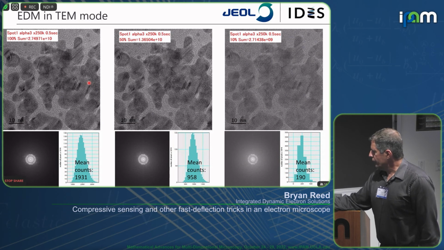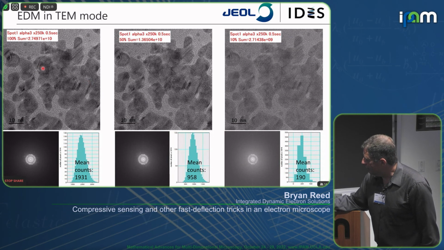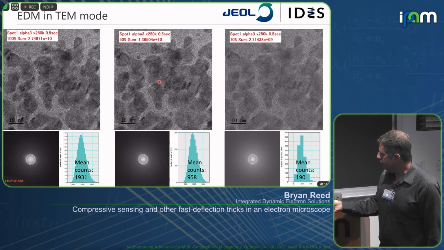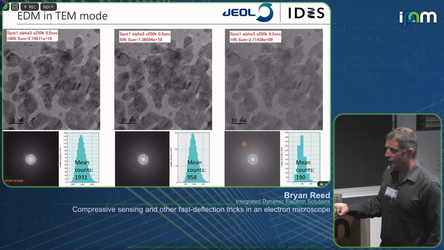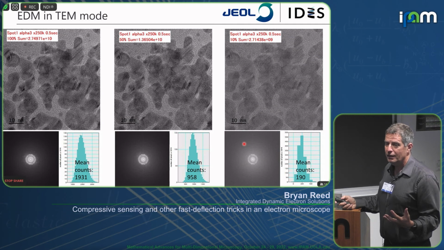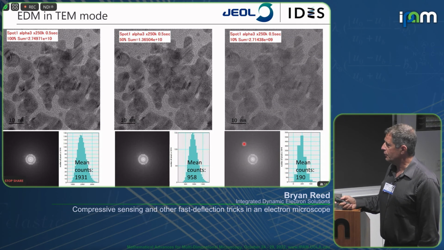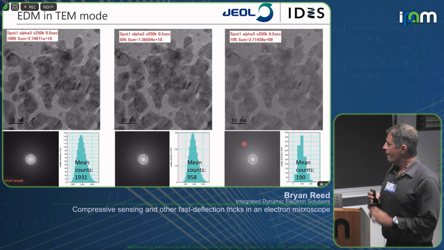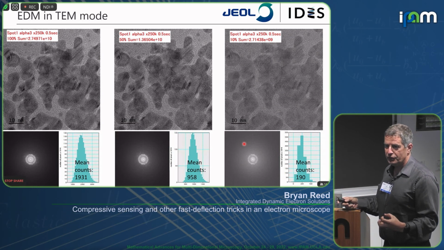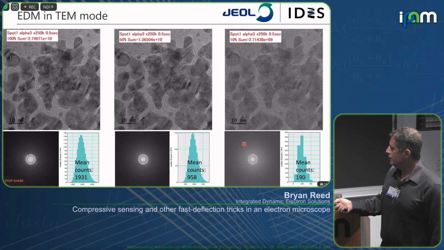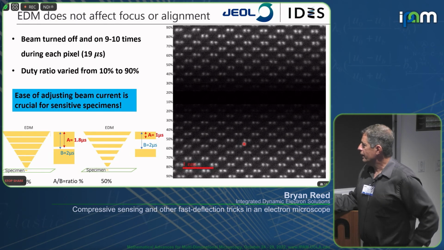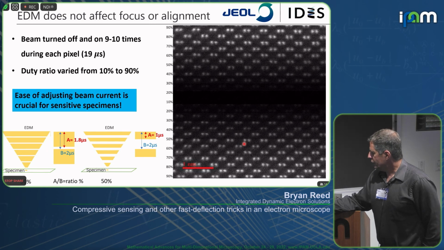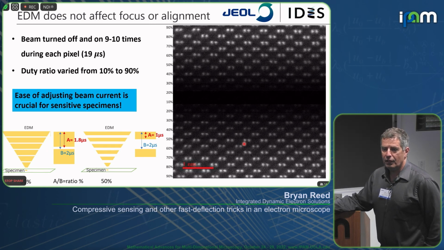So in TEM mode, this is just showing adjusting that pulse width modulation, and it doesn't always project very well, but if you look at the Fourier transforms of these, you can see that the spots are still there. Of course, the signal to noise ratio is down because you're looking for less time. So it's like 50%, 10% duty cycle. The information's all there. Signal to noise ratio is down, but it's not affecting focus or alignment. And it's even more clear in the STEM at very high magnification. So in each one of these pixels, we are turning on and off the beam an average of 9.5 times.